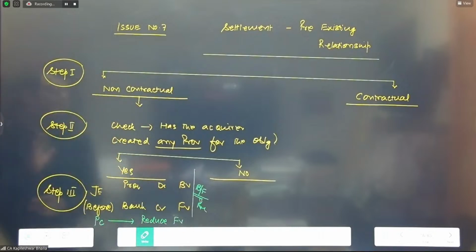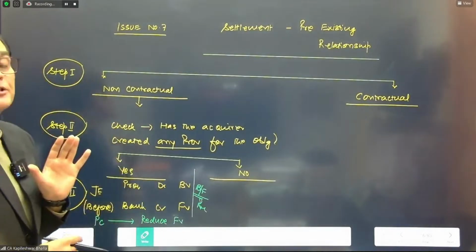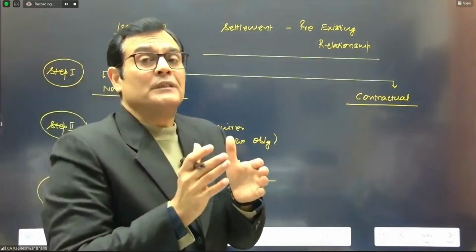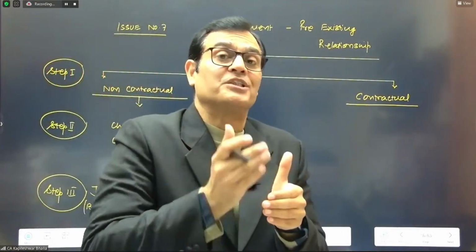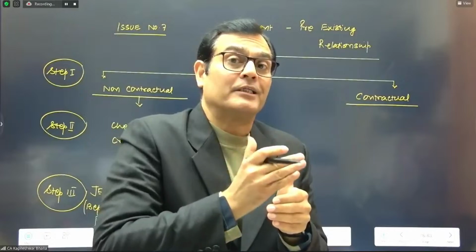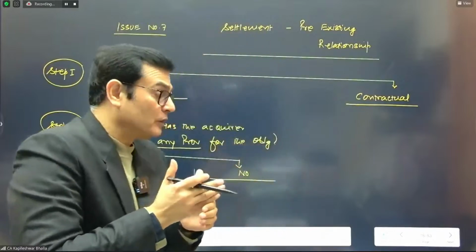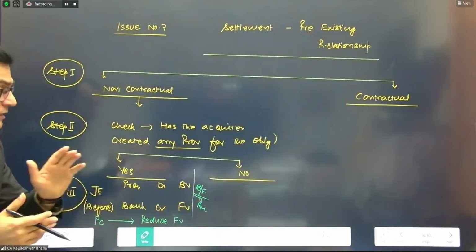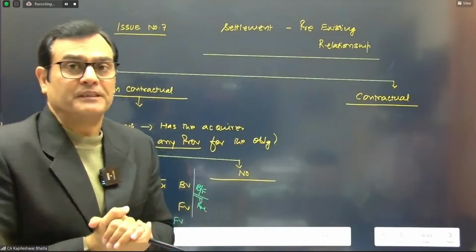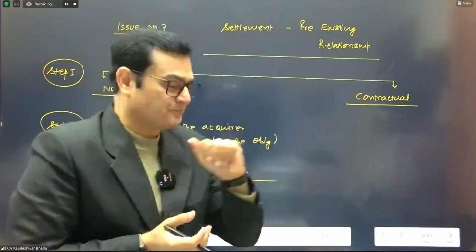Reduce the fair value of this liability from the purchase consideration. So what do you need to do? For the settlement of the pre-existing relationship, which is non-contractual in relation, you need to also reduce the fair value of this obligation as a part of the PC.